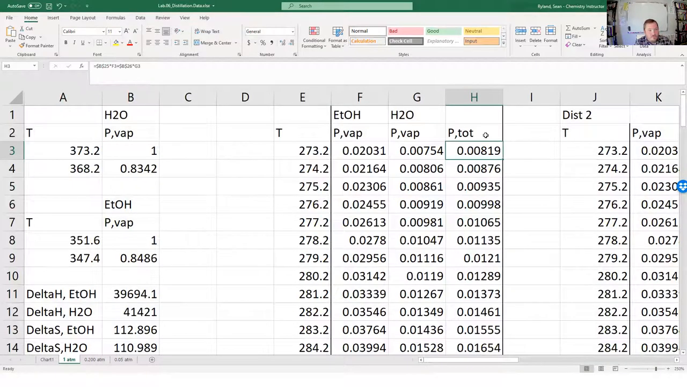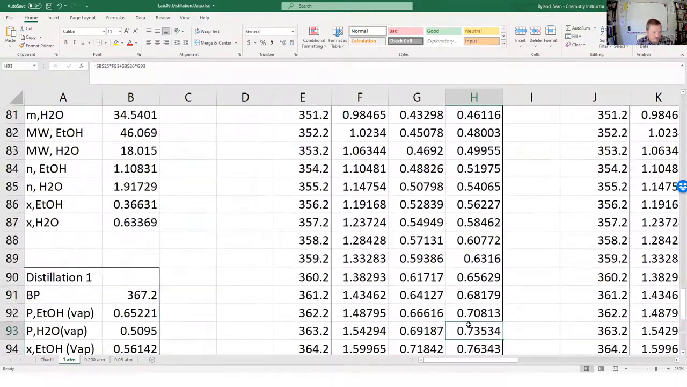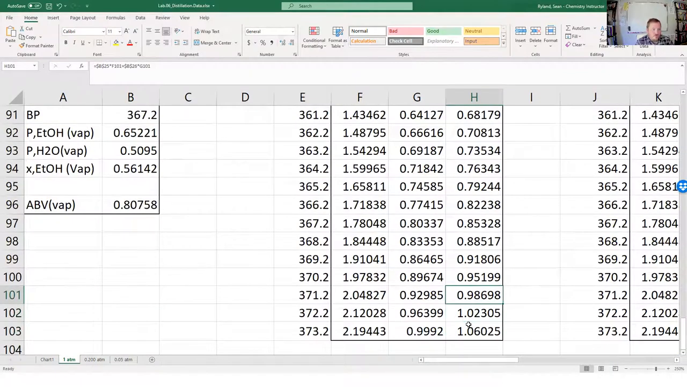Or more quantitatively, on your spreadsheet, you go down this column right here until it gets to one atmosphere. If we just scroll down this, it should be somewhere around 100 Celsius. The point where we get to one atmosphere of pressure, that's our boiling point for this mixture, right? Because that's where the vapor pressure of the mixture is equal to the atmospheric pressure.